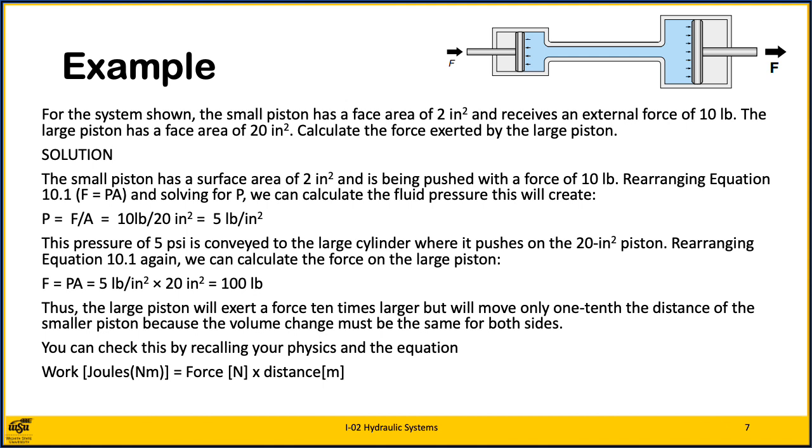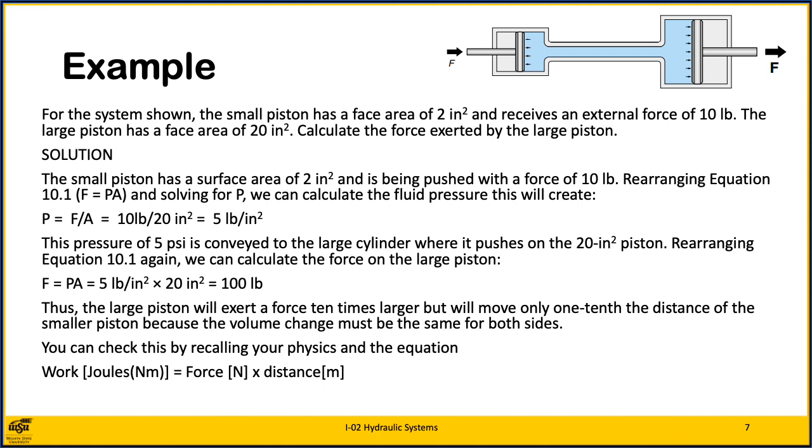The small piston has a surface area of 2 square inches and is being pushed with a force of 10 pounds. Rearranging the equation 10.1, which is F equals PA, and solving for P, we can calculate the fluid pressure this will create to be 5 pounds per square inch. The pressure of 5 psi is conveyed to the larger cylinder where it pushes on a 20 square inch piston. Rearranging equation 10.1 again, we can calculate the force on the larger piston of 100 pounds.